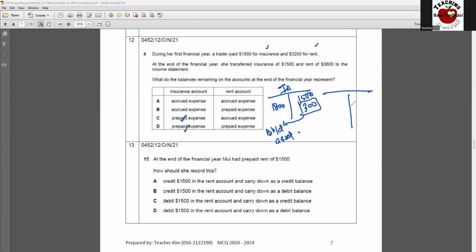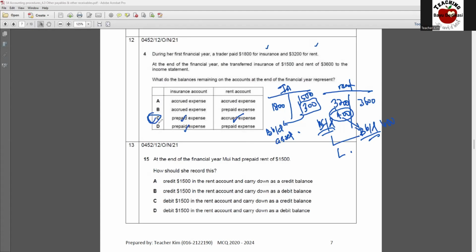Come to the rent. Rent is also an expense. In the beginning, they pay for 3,002 and they transfer 3,006. That means in the debit side, we have one amount, balance CD. This balance CD transfer to here become balance BD, 400. This balance BD or balance CD here is referred to the liability. So the liability is accrued expenses.